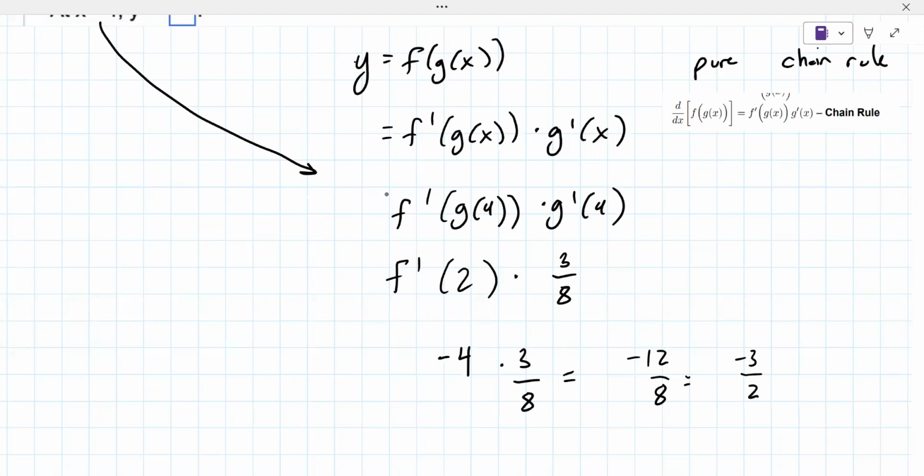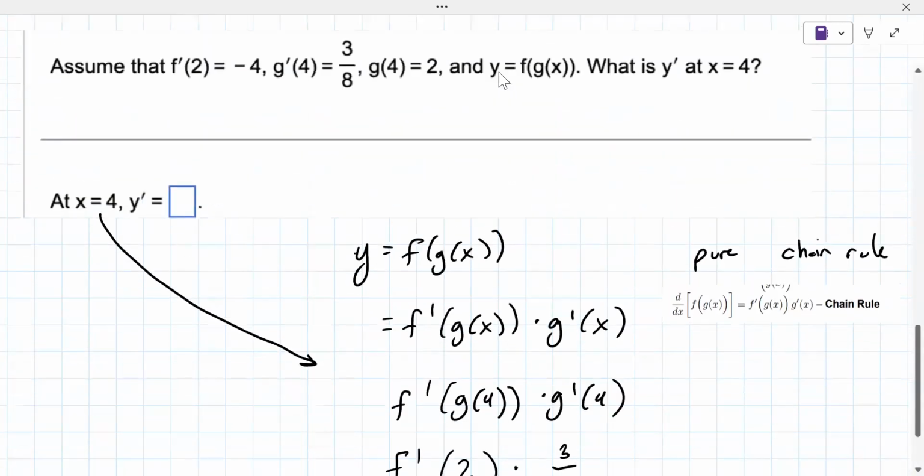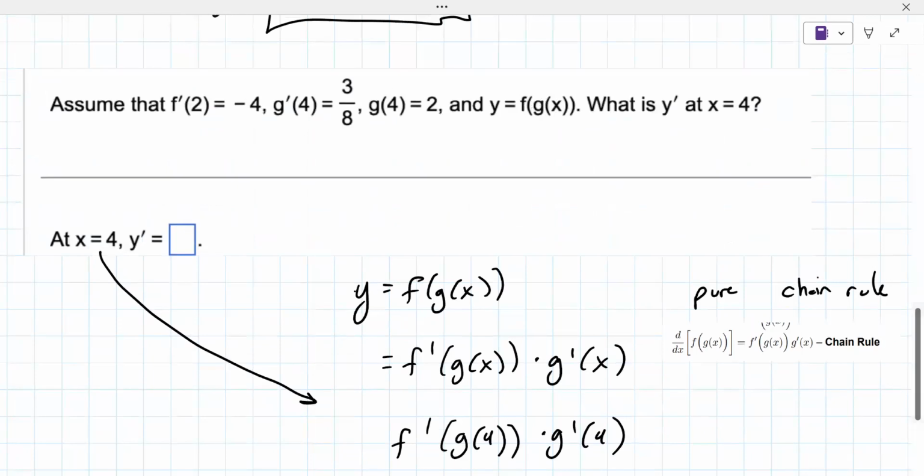So you just use the chain rule every time for this? Well, in this type of problem, yeah, there are a few variations on this, but this is a pure chain rule problem.